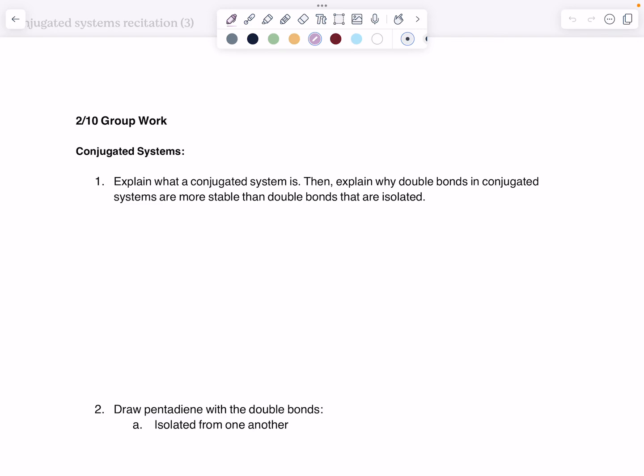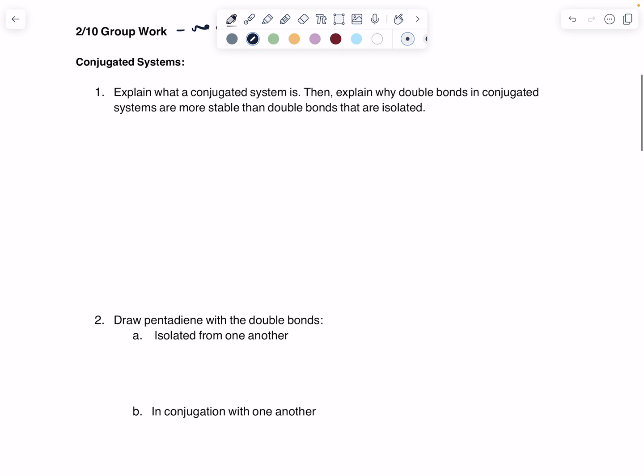And do a quick video key for my recitation for my students for chapter 12 on conjugated systems. And so I'm just going to quickly go through this. The first one is explain what a conjugated system is, then explain why double bonds in conjugated systems are more stable than double bonds that are isolated.